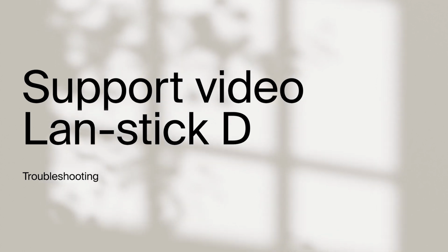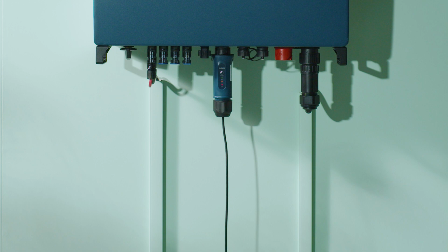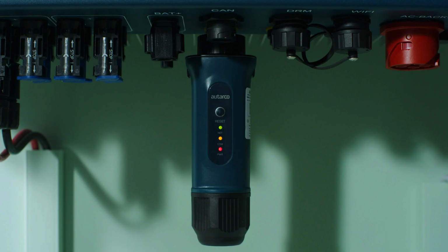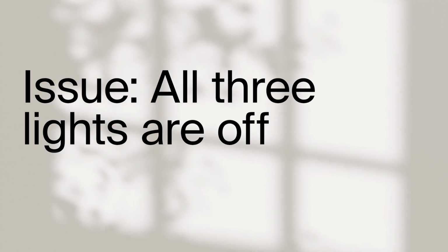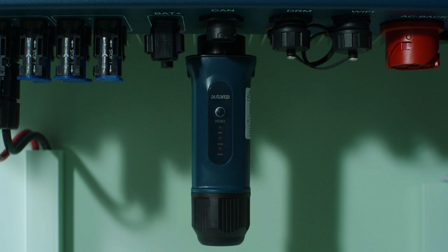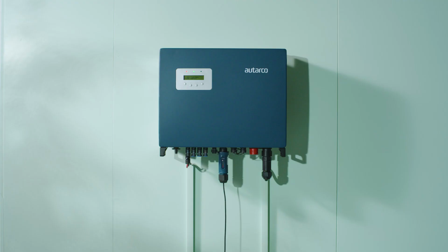In this troubleshooting video, we'll review some common issues you may encounter with your LAN stick and how to resolve them. Let's start with the issue that all three lights on the stick are off. It may not receive power, or the internal cables may be broken. First, ensure the inverter is powered on, and the stick is correctly installed.